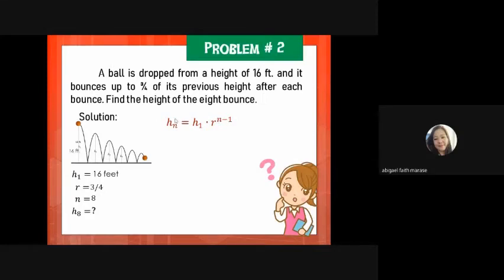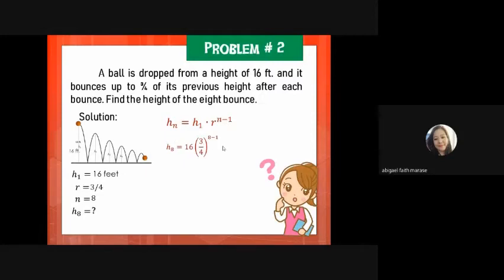Bakit naging h? H represents our initial height. Ano po? H refers to height. H sub 1 is our initial height. H sub n will be the 8th bounce, the height of the 8th bounce. Substituting our values, h sub 8 is equal to 16 times 3/4 quantity raised to 8 minus 1.